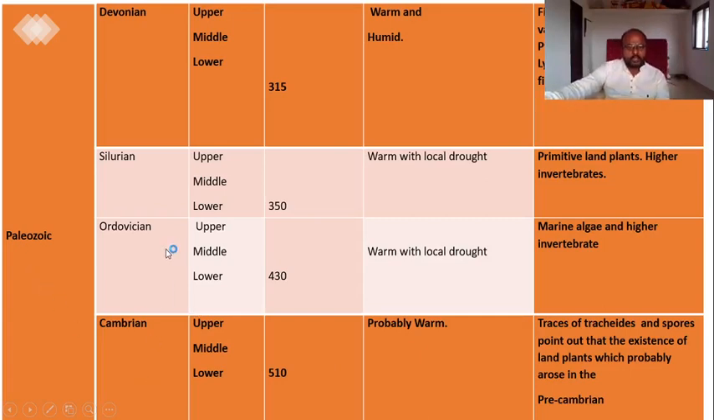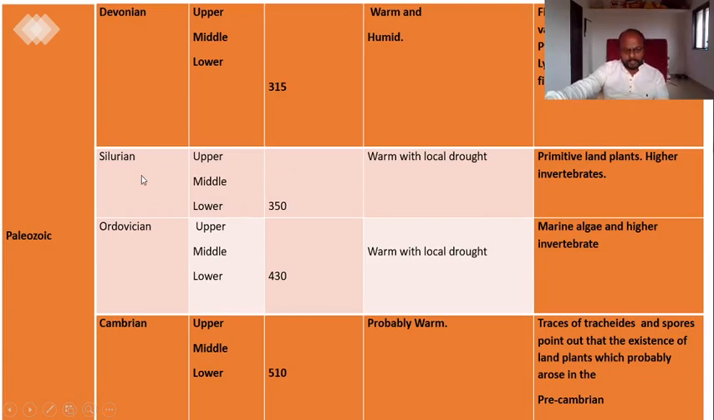Then the second period in the Paleozoic is the Ordovician. The Ordovician is again divided into upper, middle and lower Ordovician, and it starts about 430 million years ago and ends 350 million years ago. During this period the climatic condition is warm with local drought, and marine algae and higher invertebrate animals are recorded in the Ordovician rock.